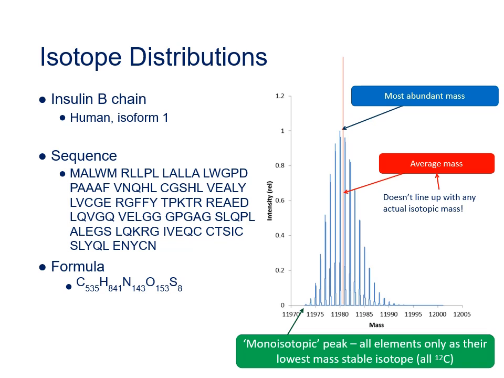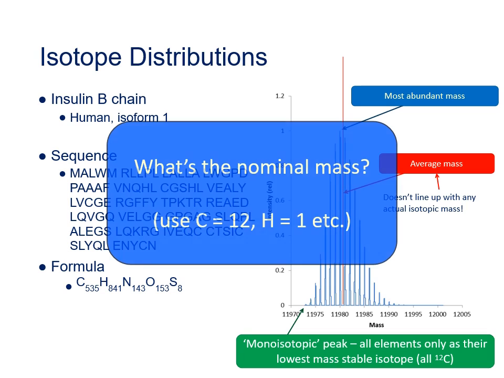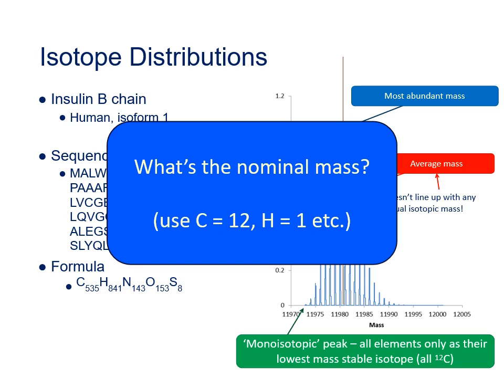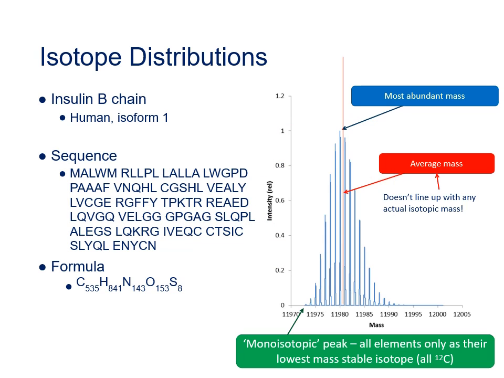There is another mass you might encounter, and that's the nominal mass. So the nominal mass is when you calculate the molecular mass using the nominal masses of the elements, so where every element is rounded to its nearest integer. So carbon's still 12, but hydrogen becomes 1, oxygen becomes 16, and so on.